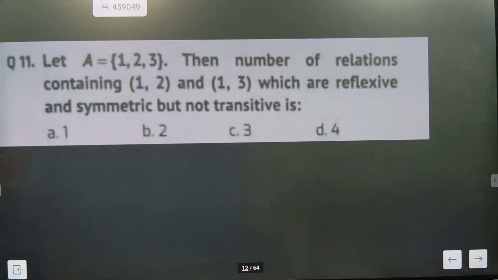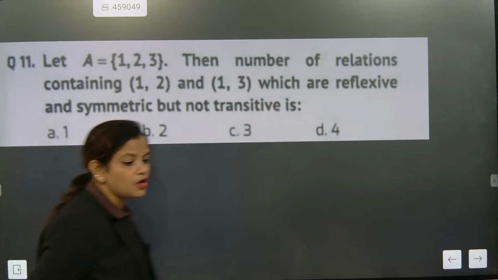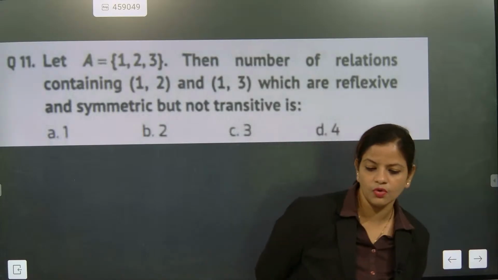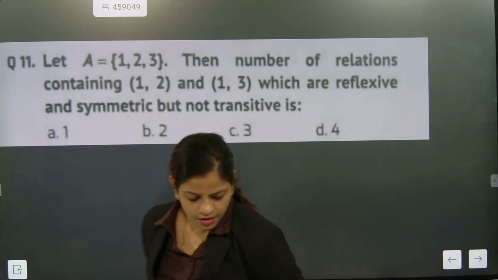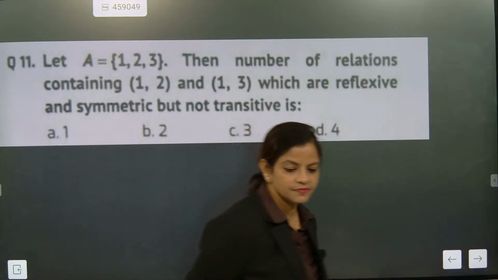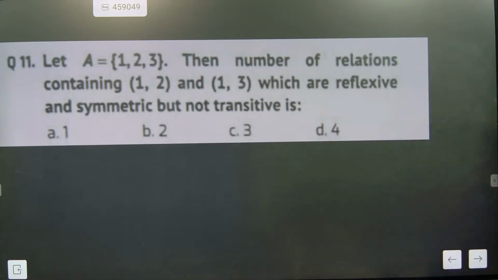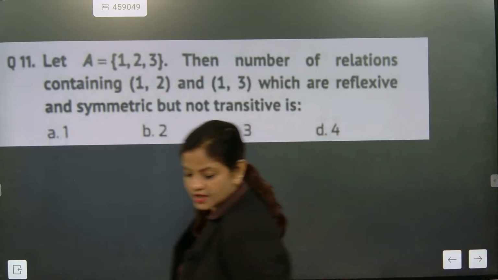Now beta, the number of relations containing this, which are reflexive and symmetric but not transitive. This is a very good question. Try solving. This time you solve in your notebook, please. Which option is going to be the correct answer?